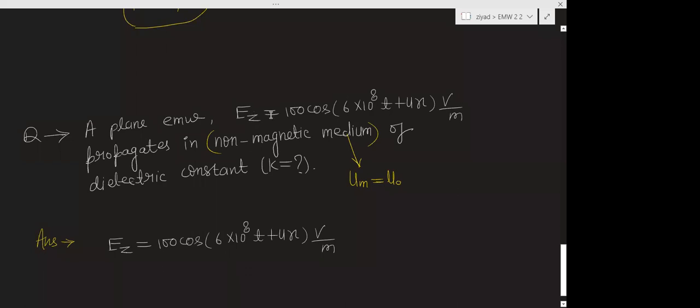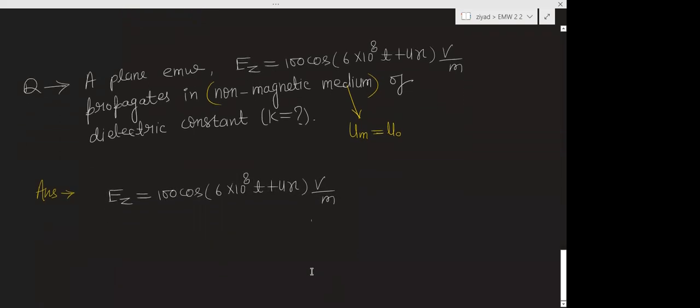So Ez electric field is like this, propagates in a non-magnetic medium. What is the meaning of non-magnetic medium? It means that the permeability of that medium is equal to the permeability of the free space. And the dielectric constant of the medium is asked. So basically this is an electromagnetic wave propagating in a medium, and we do not know what that medium is, but one information is given, that it is a non-magnetic medium, and the equation of the electric field of that wave is given. Now can you tell me what is k and what is omega and what is the direction of the propagation?